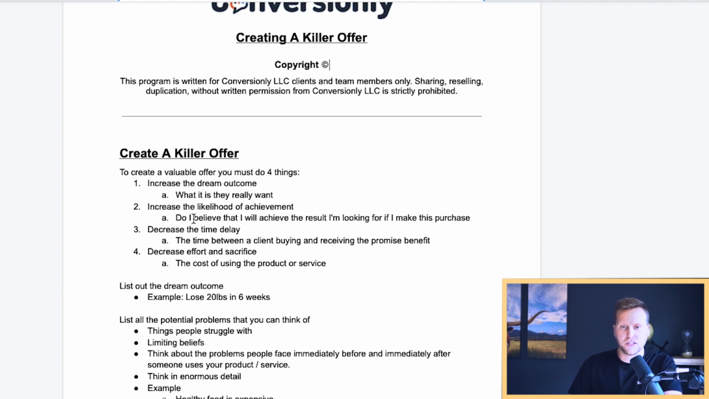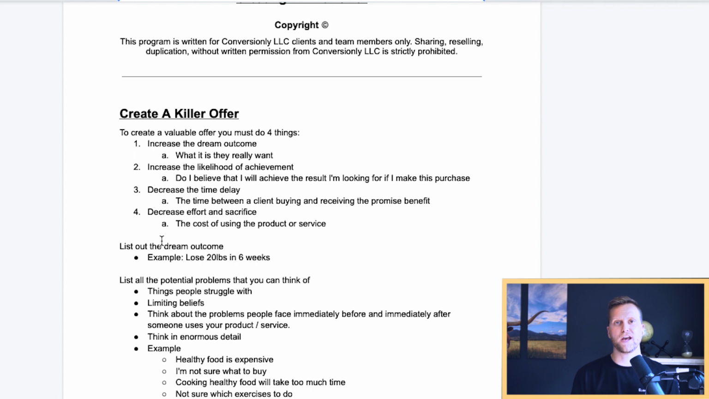Increase the likelihood of achievement. Do I believe that I will achieve the result that I'm looking for if I purchase this product, right? And then decrease the time delay, which is the time difference between a client buying and receiving the promised benefit. So those are 4 things that you want to do when you're creating value for your offer. Now, the next thing that you want to do is list out the dream outcome for your prospect. An example is how to lose 20 pounds in 6 weeks. That is the dream outcome. That is the transformation that they are looking for.